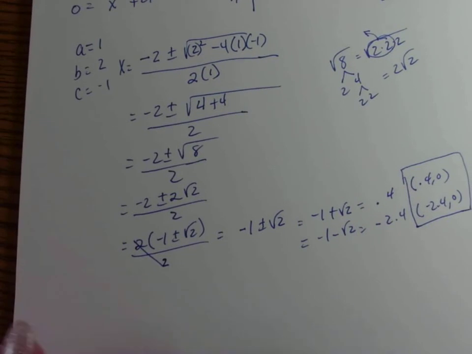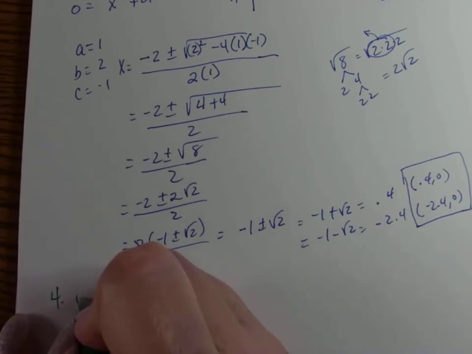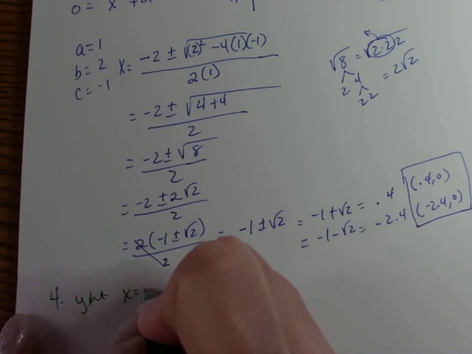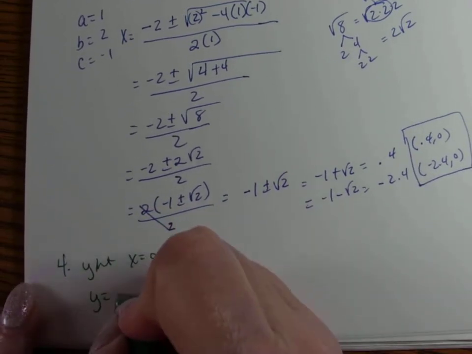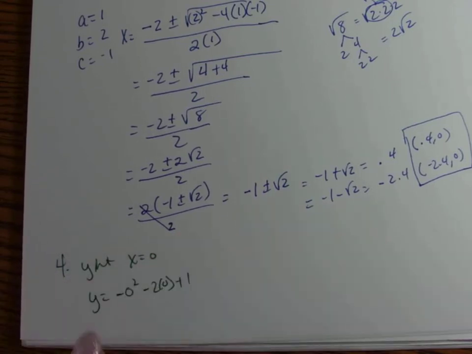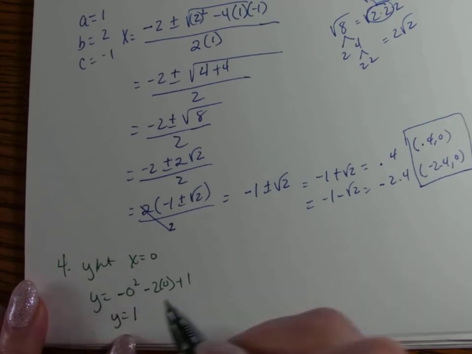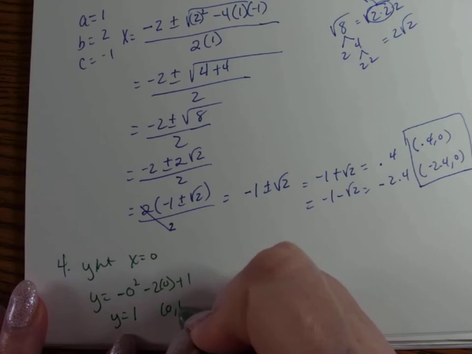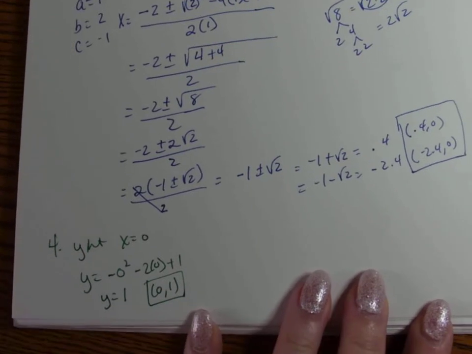All right, next part we need are going to be our y-intercepts. So the y-intercepts, again, are x equal to 0. So y equals -0 squared minus 2 times 0 plus 1. Well, the first parts completely cancel because they're 0. So we get y is equal to 1. So we'll have 0, 1 as our y-intercept. So now we can graph our function.